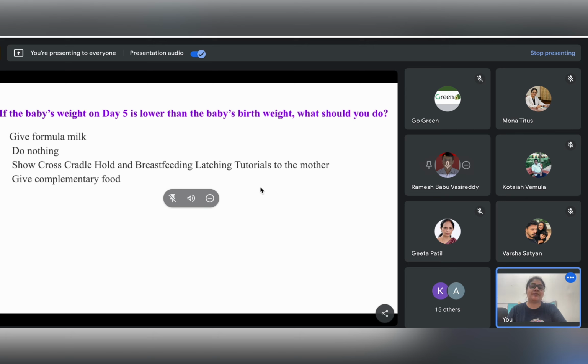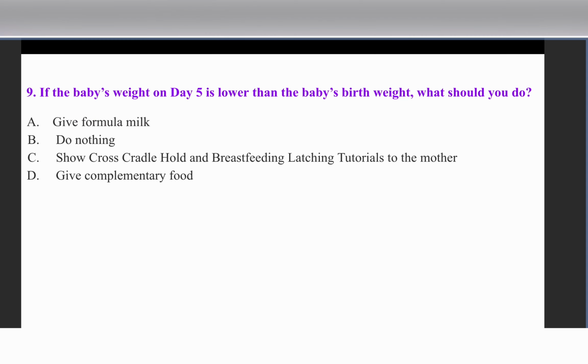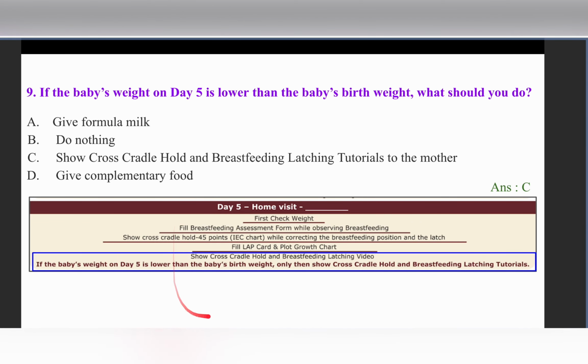So hence the mother needs to be taught properly regarding the cross cradle hold and also the breastfeeding technique as to how the proper latching can be done and what are the specific factors which are responsible for an effective breastfeeding session, right? So answer is option C.